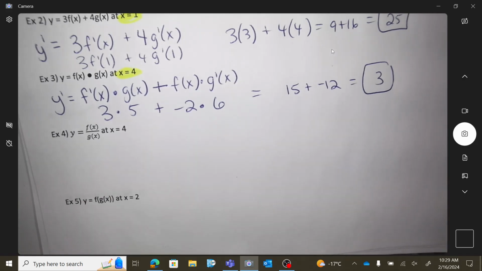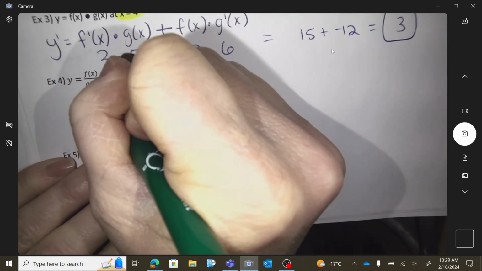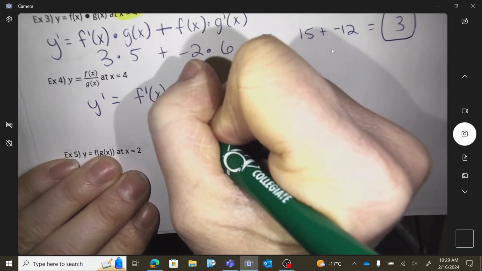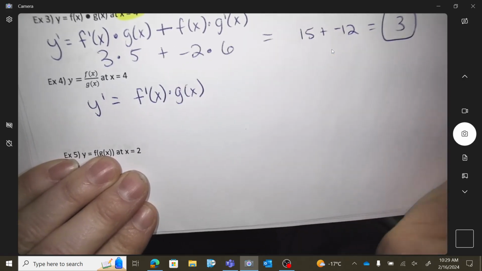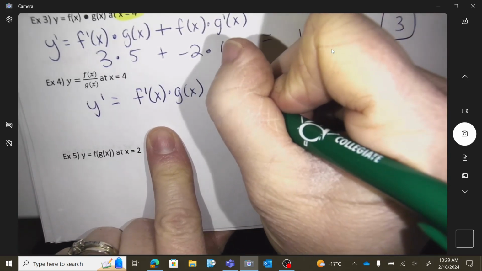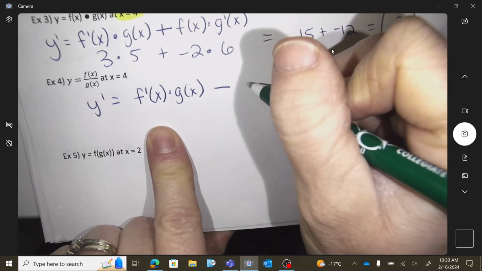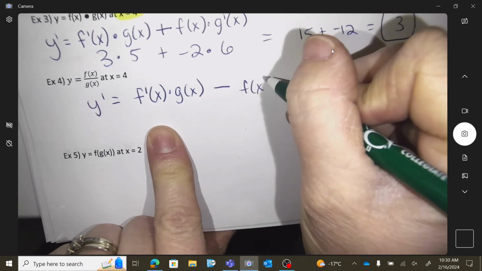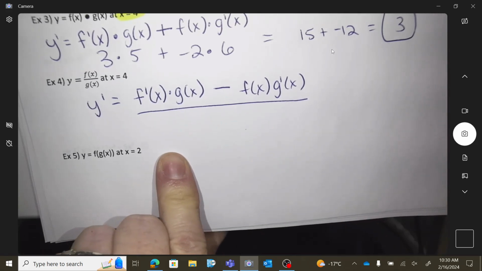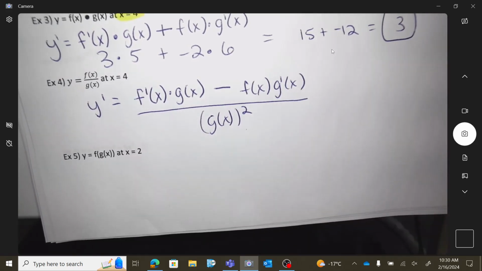Okay, quotient rule. I need the quotient rule. So here we go. Y prime equals, what's the quotient rule? Derive top, keep bottom. Derive top, keep bottom. Help me out. What operation? Minus an NU. Keep top, derive bottom. All divided by, keep the bottom, squared.